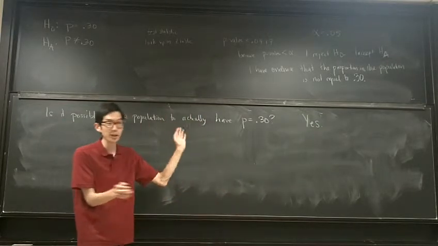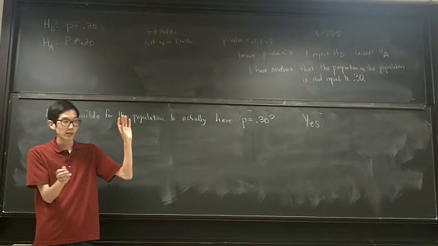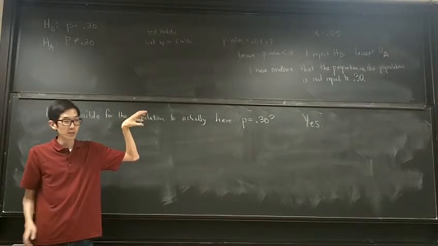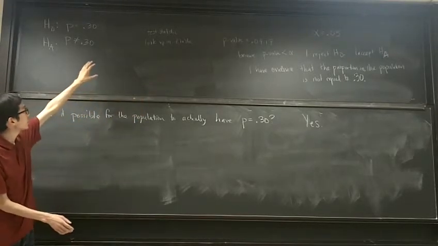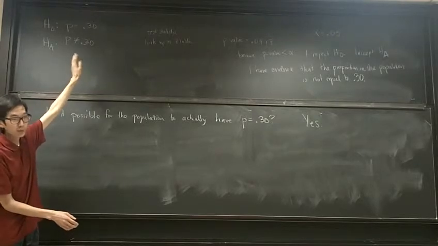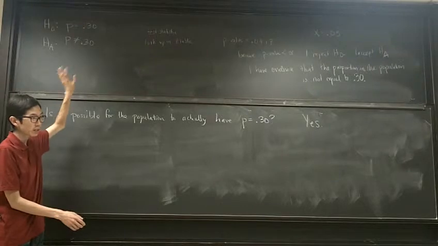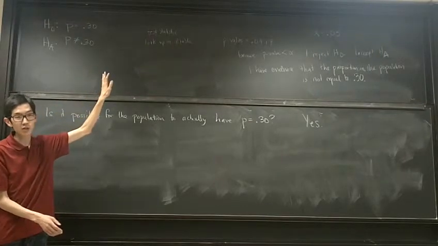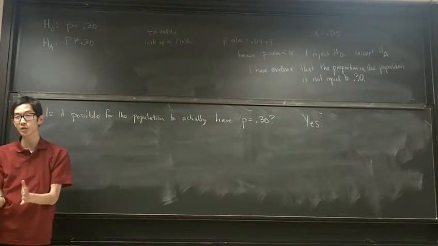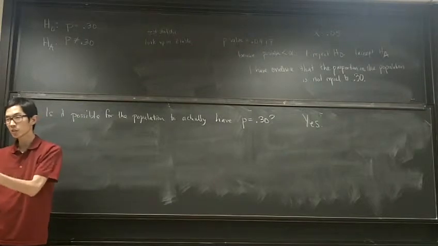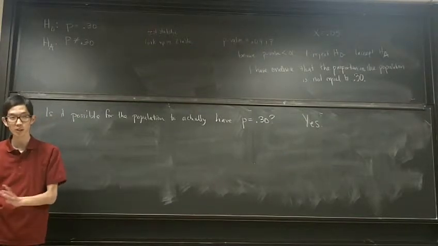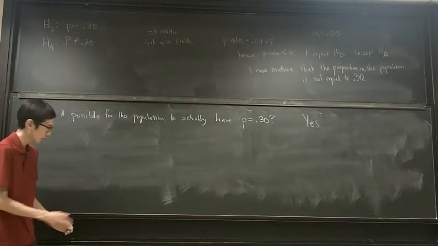And that could happen anytime you do a hypothesis test. Anytime you do a hypothesis test, it's possible that the null hypothesis is actually true. The proportion is 30%, or the proportion is 50%. The null hypothesis, whatever it is, could actually be true, but because of your sample, you've made the wrong conclusion.